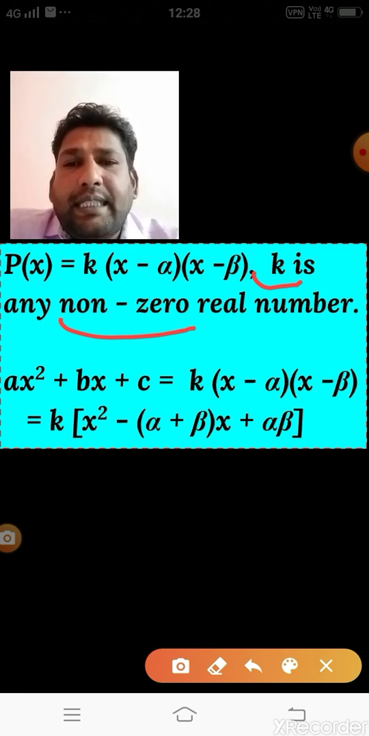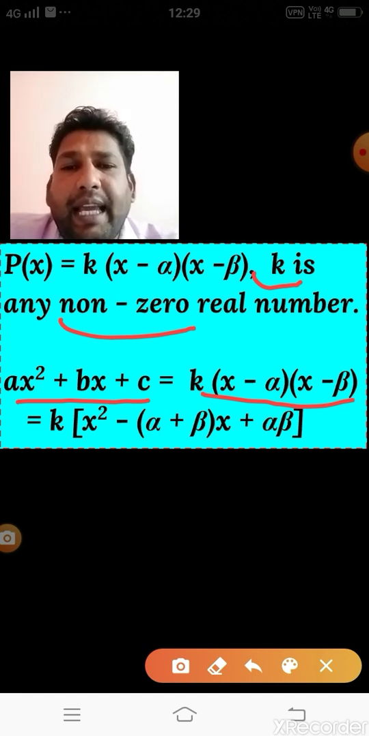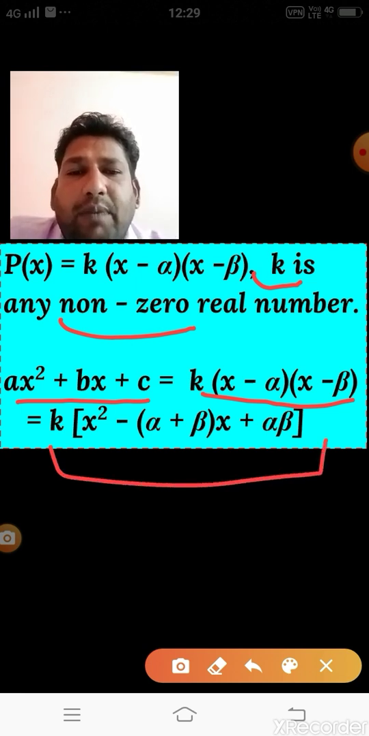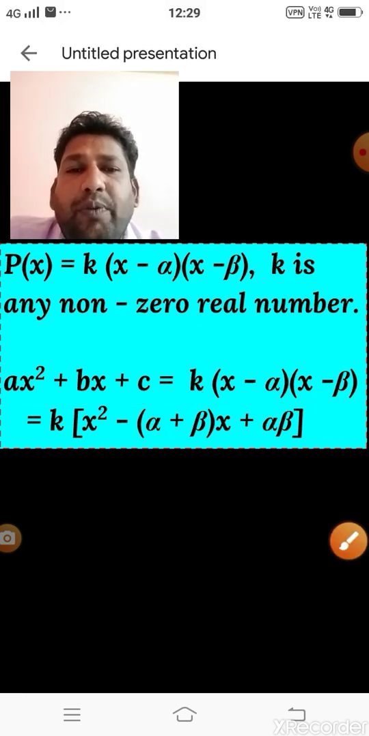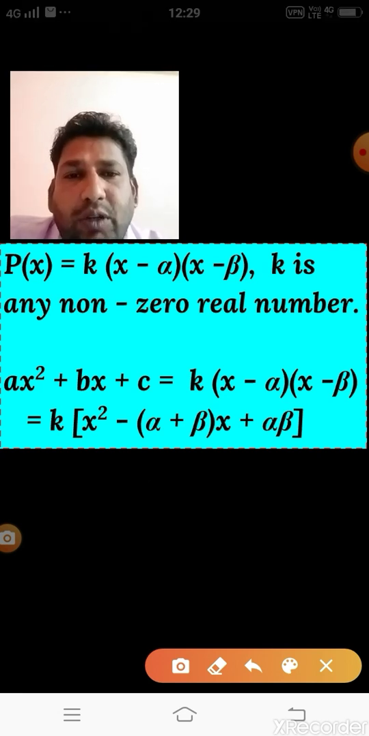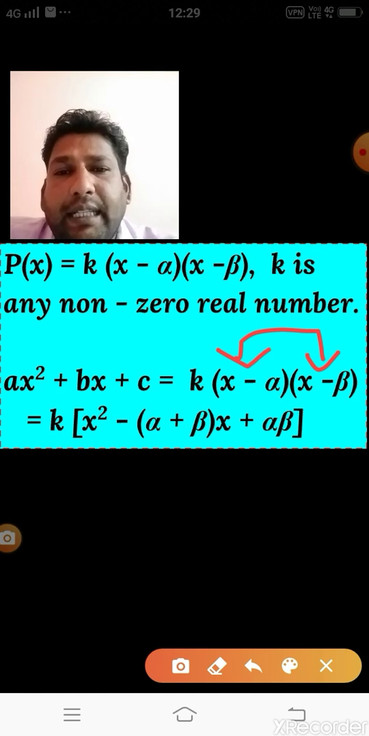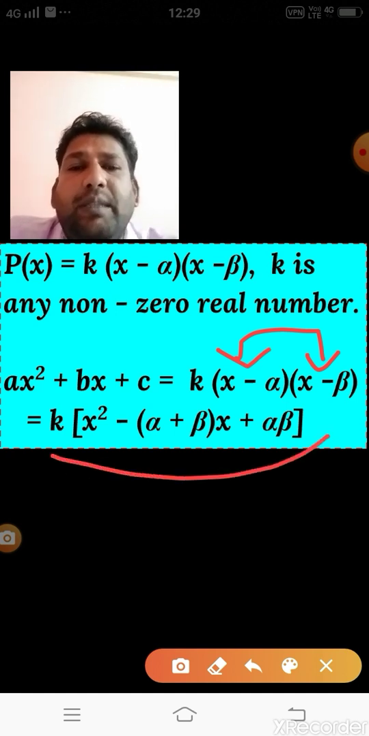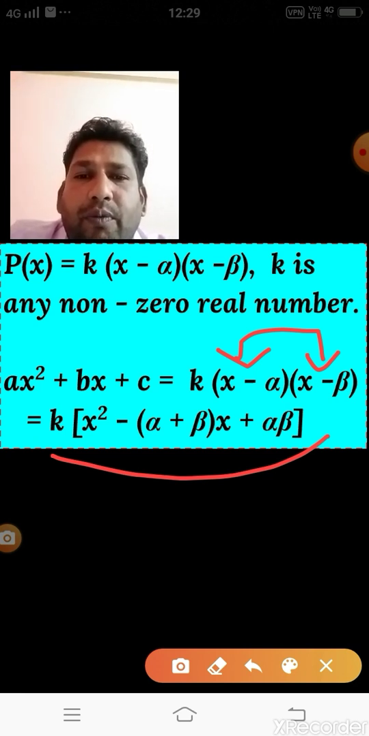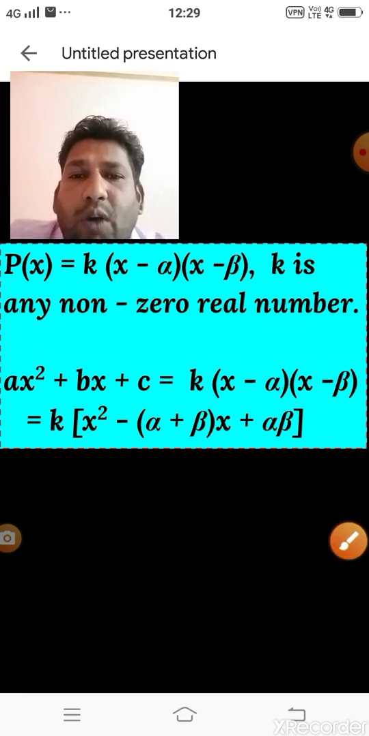Then p(x), we have ax square plus bx plus c, and this value is equal to the product of its factors. Then on multiplying by suitable identity, we are getting k into (x square minus (alpha plus beta) into x plus alpha into beta). If you are using the suitable identities for finding the product of these two, then we are getting x square minus (alpha plus beta) x plus alpha beta. This we have to remember for forming a quadratic polynomial.